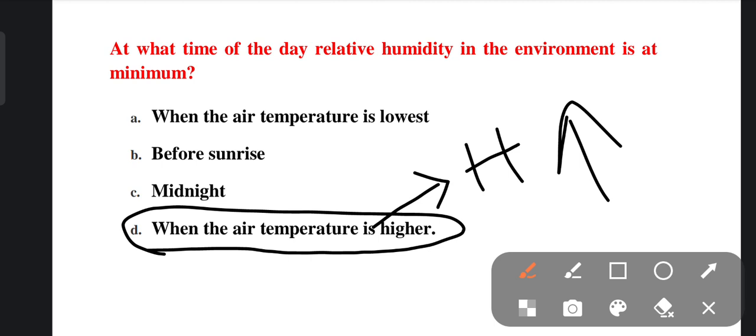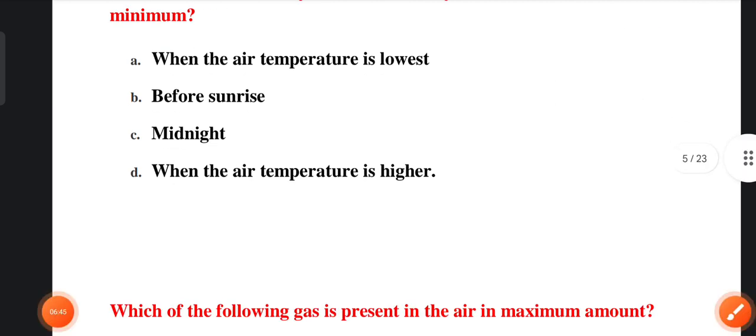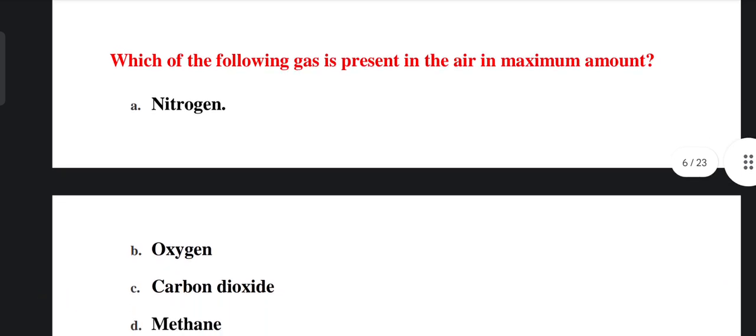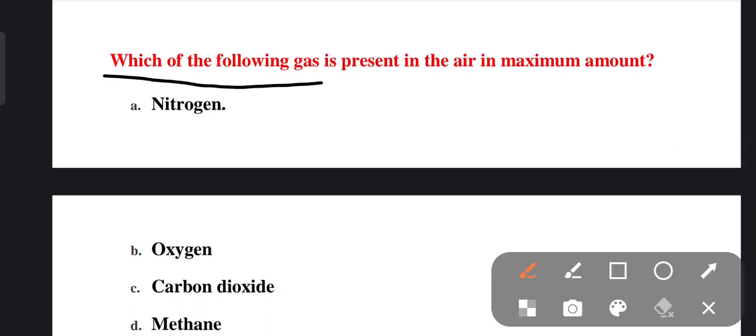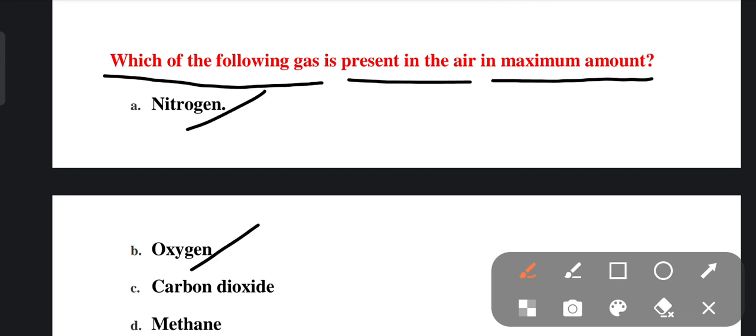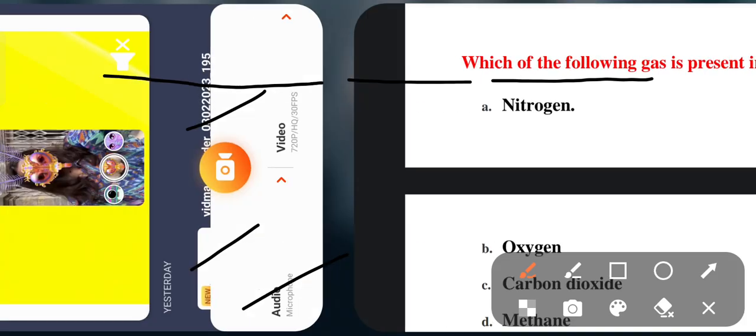Okay, so when the temperature is higher, the humidity also will be higher. The next question is, which of the following gas is present in the air in minimum amount? So in the air, what we inhale into our lungs, which of the gas is present in the air at maximum level? Options are nitrogen, oxygen, carbon dioxide, methane.